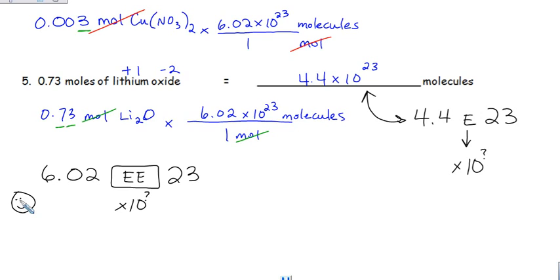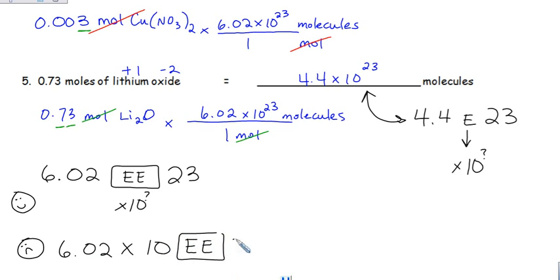Here's the one that I do not like. Don't do this. Sad face. 6.02 times 10. Then they hit the EE key. 23. Your final answer will be off by a power of 10. So if you did that on this last calculation, you would get 4.4 times 10 to the 24th. Because you put this extra times 10 in there. You don't need that. When you hit that EE exponent key, your calculator knows scientific notation. Times 10 to the, you just tell your calculator the exponent. You do not need to say times 10 EE23.